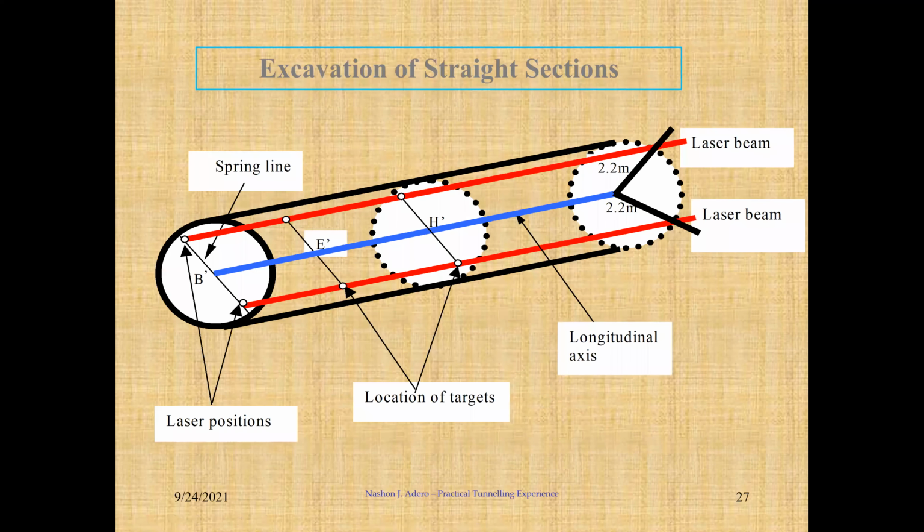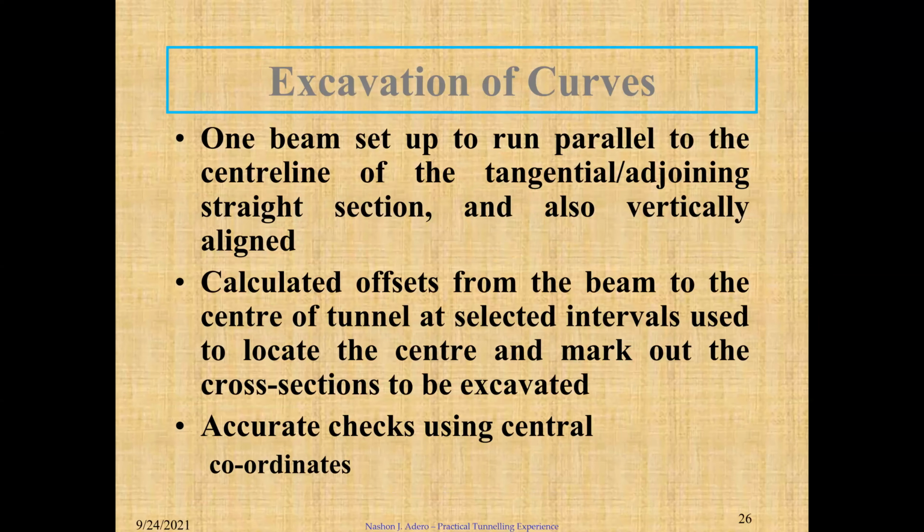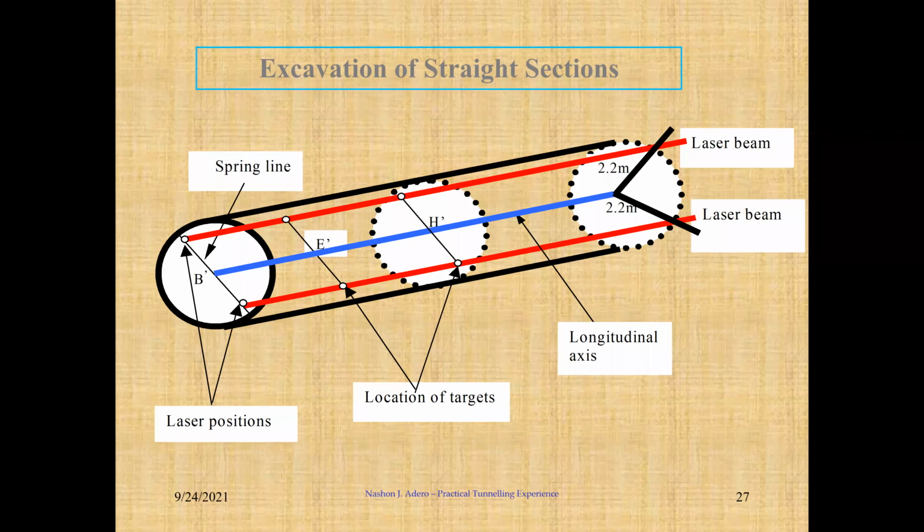So excavation of curved sections, now for curved sections, you cannot use two laser beams. You only use one laser beam, one at a time, and you do your calculations as a surveyor to get the offsets right and guide the team how to excavate the tunnel such that it curves and traces the circular geometry in the design. So this example is for a straight section.